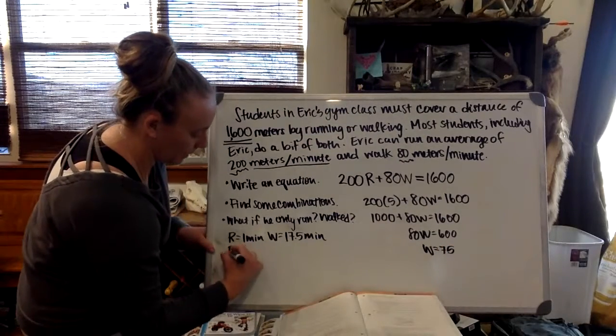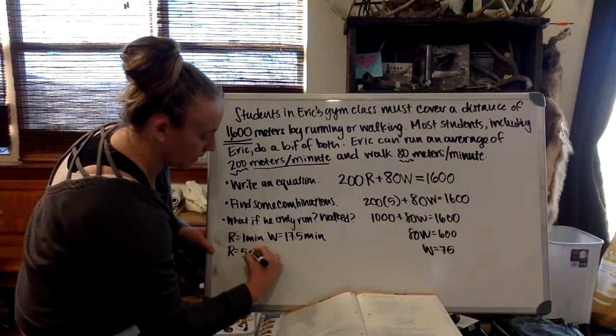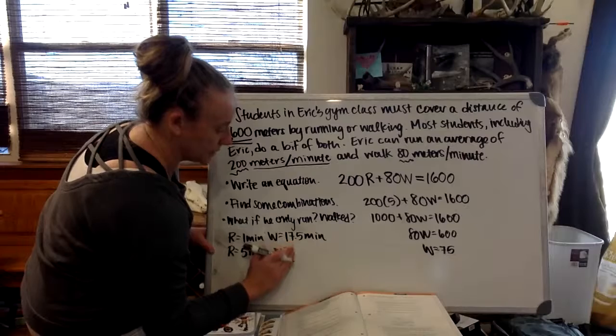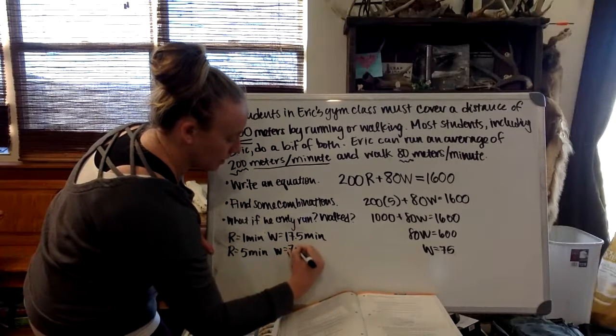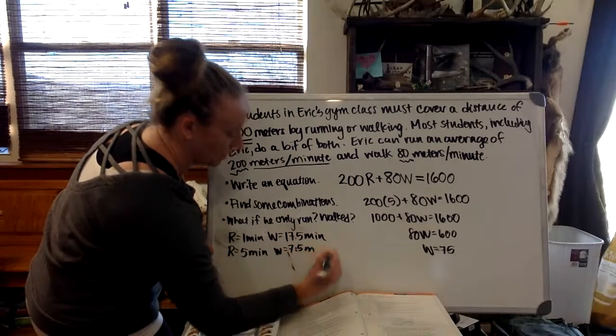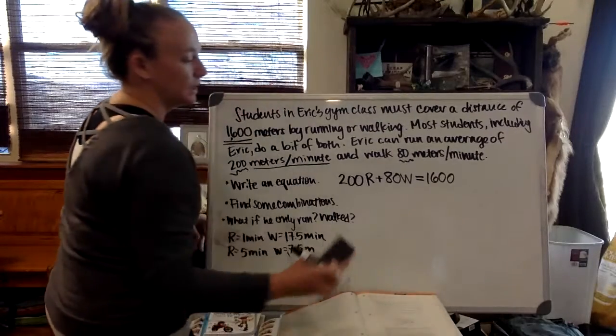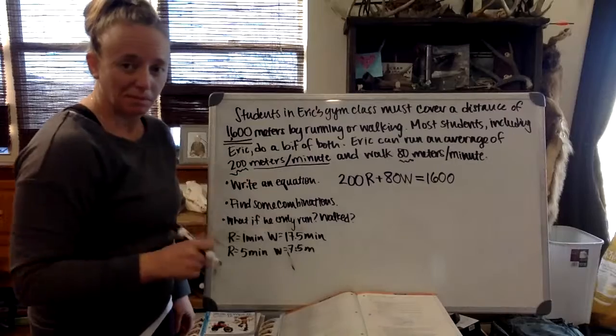Okay, so run for 5 minutes, walk for 7.5 minutes. And then let's do one last one. FYI, 1,600 meters is about a mile.